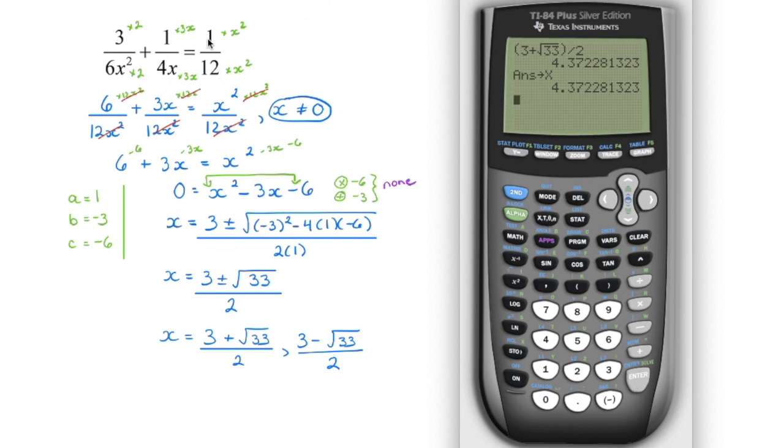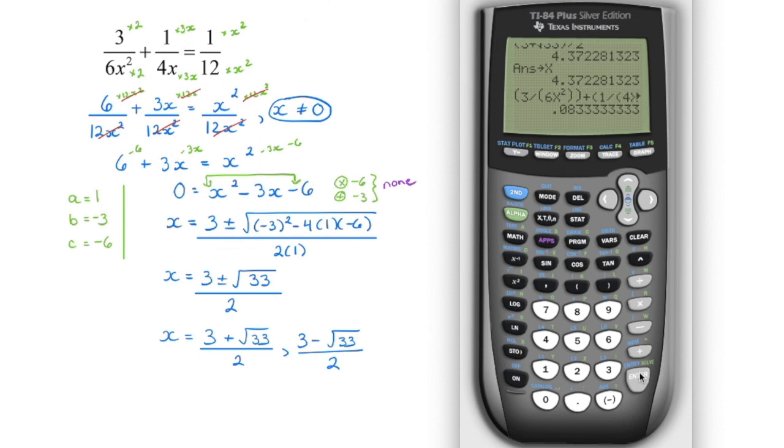Now we have to put this equation back in, and again you have to watch your brackets. So we're going to bracket the first fraction and we're going to go 3 divided by, now we're going to bracket the denominator. So we're going to go 6 times the variable squared, and then close the bracket on the denominator and close the bracket on the first fraction, plus bracket the second fraction, 1 divided by, bracket the denominator, 4 times the variable. Every time you press X, it's putting that value in there. Close the bracket on the denominator, close the bracket on that second fraction, equals.